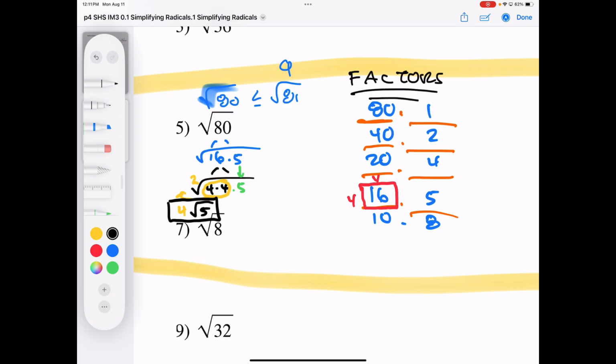4 radical 5 is called an exact answer. So if you put in your calculator square root of 80, don't do that. It's going to come out like 8.97. That's bad. That tells me you don't know the math I just taught you. I want the exact answer.